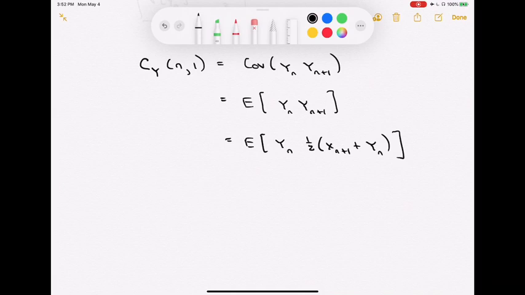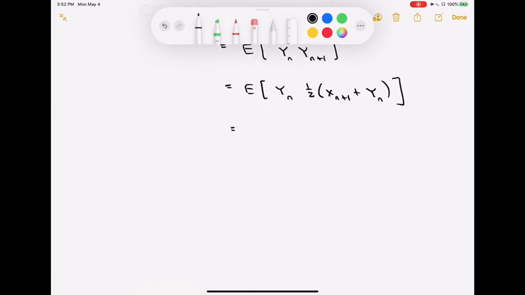So I've got an expectation of a product here. If I build that out a little bit, that's going to be equal to an expected value of 1/2 yn xn plus 1, and I'm also going to have a plus 1/2 yn squared. Expectation of a sum is the sum of the expectations. Let's take the second part first. Expected value of 1/2 yn squared: the half gets pulled out, and then it's expected value yn squared. Because y is a 0 mean process, expected yn squared is just its variance. We just computed that. We knew that was sigma squared over 3. So I'm going to get 1/2 times sigma squared over 3 from this second term.